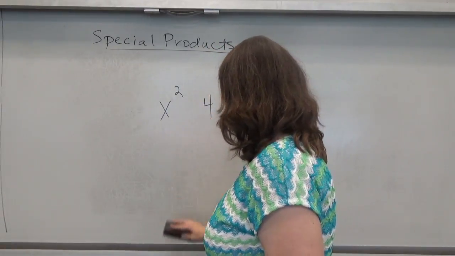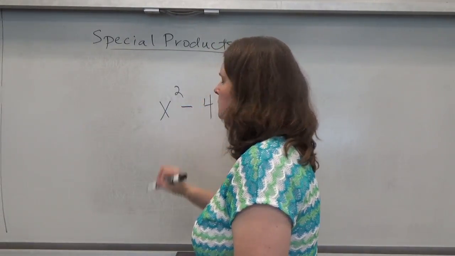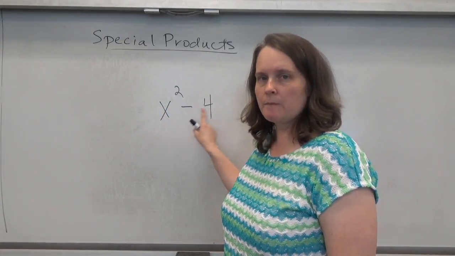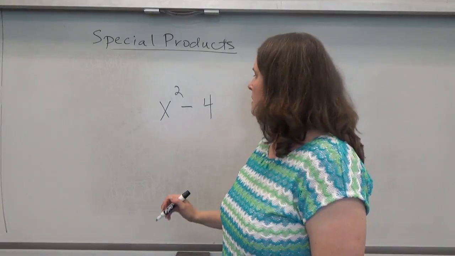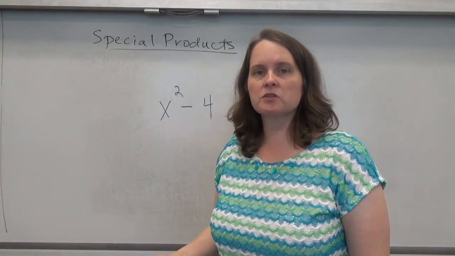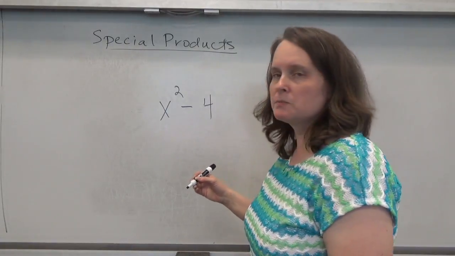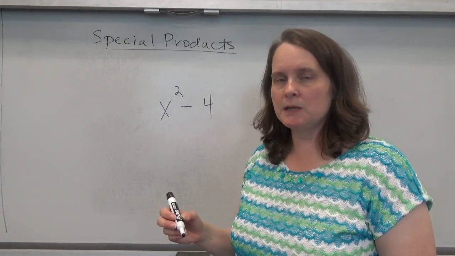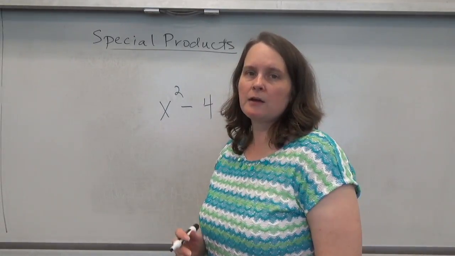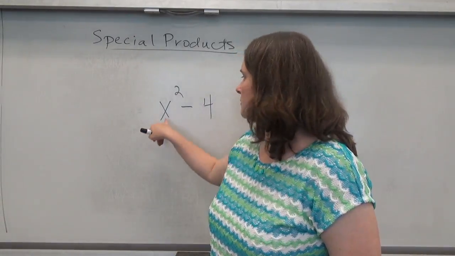So instead of x squared plus 4, what if you're doing x squared minus 4? Okay, you need to be able to recognize x squared is a perfect square, 4 is a perfect square. So we're going to apply the difference of squares formula. A squared minus b squared equals a plus b times a minus b.